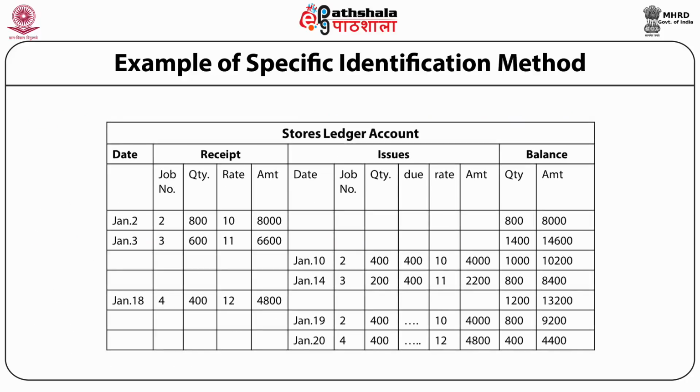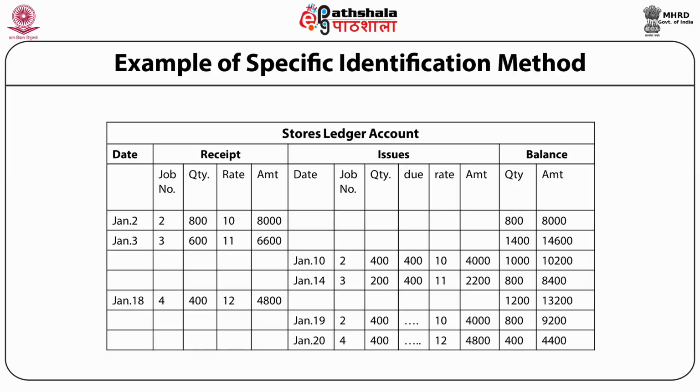A store ledger account is made, and according to this store ledger account, there were 2 receipts on January 2 and 3 for job number 2 and 3, quantity 800 and 600, rate 10 and 11, and these are shown in the balance also. There are 1400 units and the amount is 14,600.